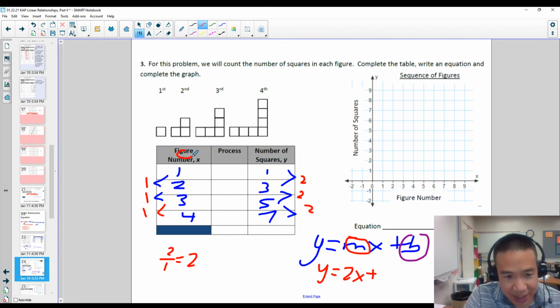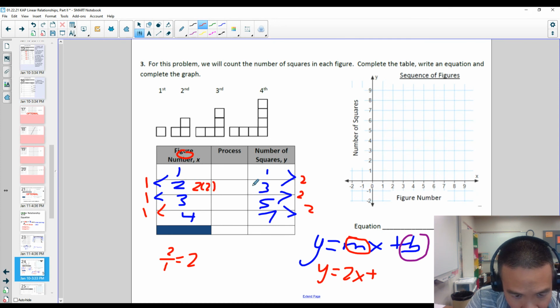What would it be? So let's think. 2 times 2 is 4. So 2x's. 2 groups of 2 is 4, but I need to get 3. So I need to subtract 1 or plus negative 1. So let's see if this equation works. 2 groups of x, 2 groups of 1 is 2. And how do I get the 1?